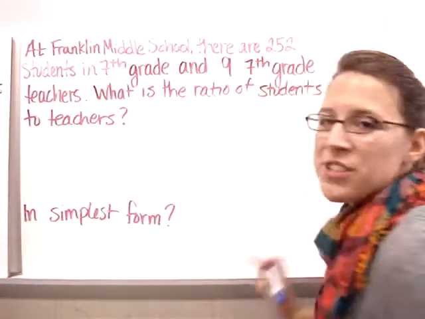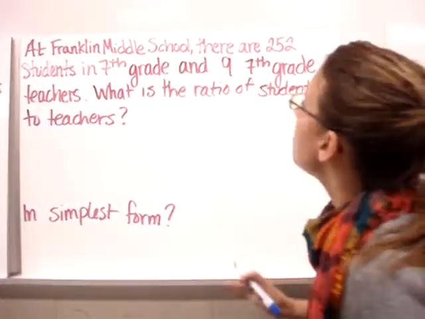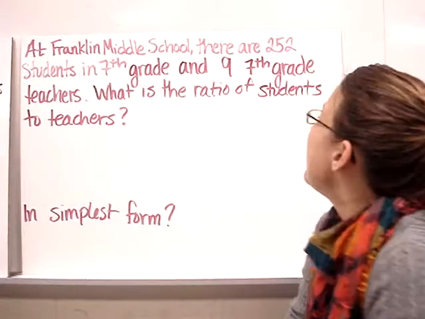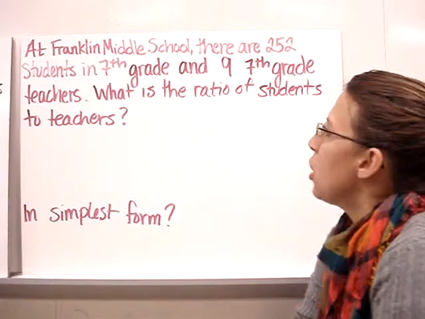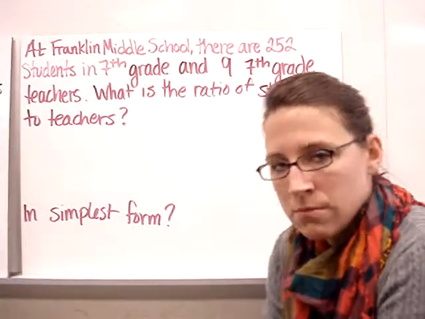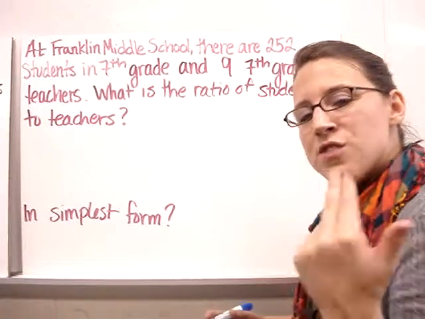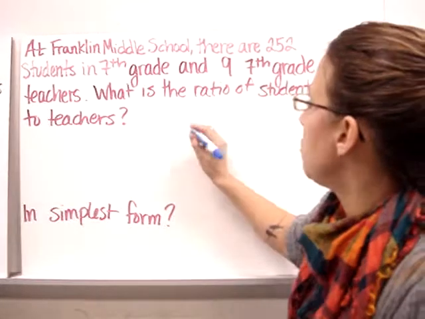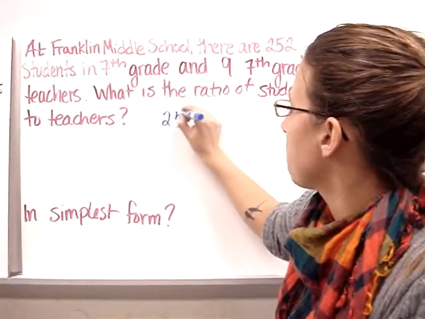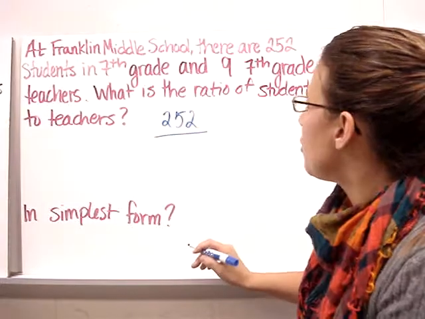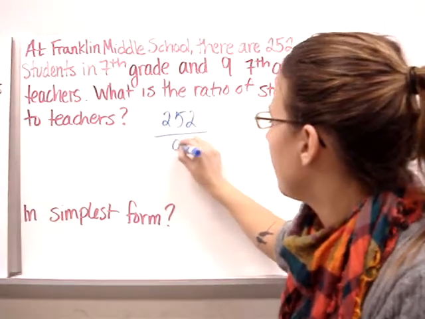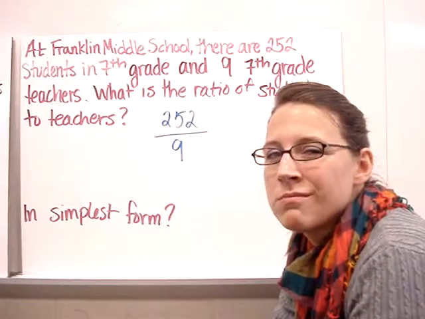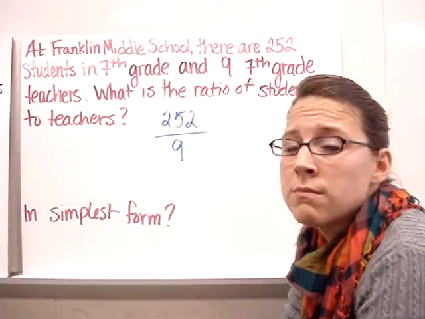And then lastly, we just have another real-world example. At Franklin Middle School, there are 252 students in the 7th grade and 9 7th grade teachers. What is the ratio of students to teachers? Well, I'm making a comparison of the two quantities. So there's 252 students. How many teachers? Well, there are 9. Okay? But what if I wanted this in simplest form? Could I get it in simplest form?